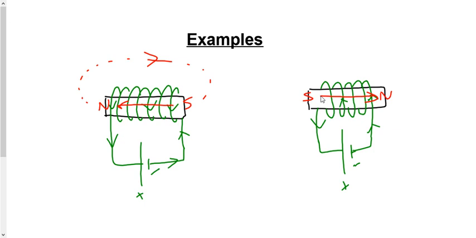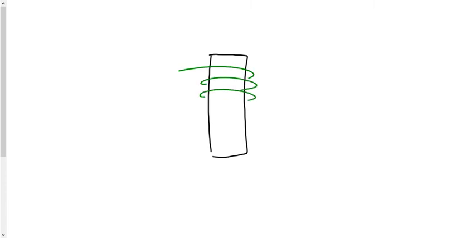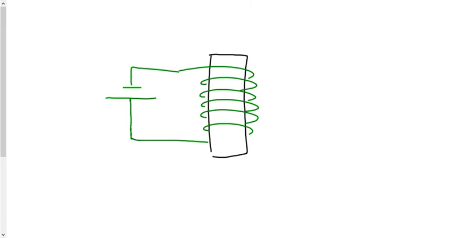Let's do another one. Here's our core, and let's make our wire wrapped around like this. Here's my battery. What's this, positive or negative? Positive. This is negative. Electrons are going to go this way, to the right in the front, and then to the left in the back. Going to go around like this, clockwise.